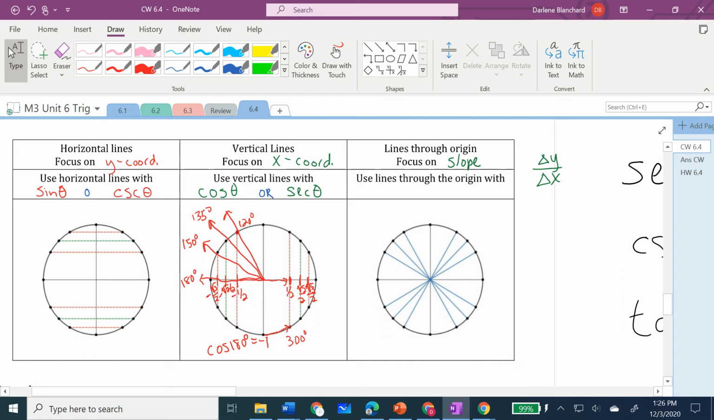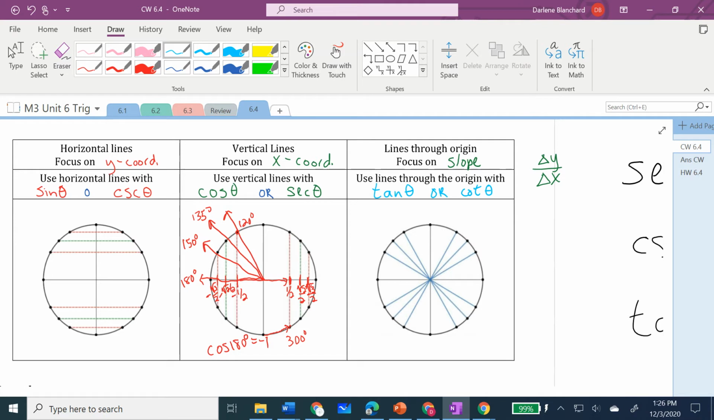So lines through the origin, we want to focus on slope. We are going to use lines through the origin when we are working with tangent, and we also want to use it when we are working with cotangent. Cotangent is always going to be the reciprocal of the slope, which there are a lot of things with the unit circle that can mess with any mild dyslexia. So I've got ways to cope with it, and I will let you guys know as we go along. So make sure that you have this down. This is very valuable.